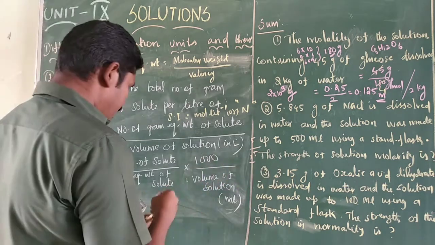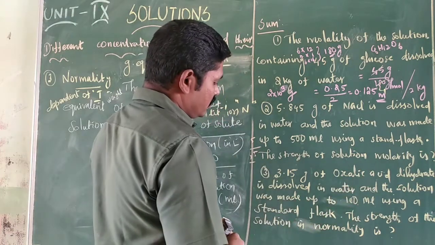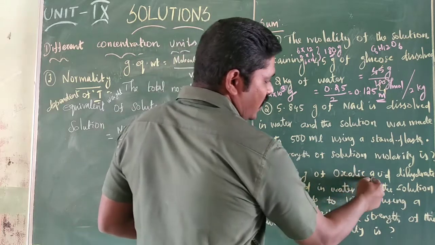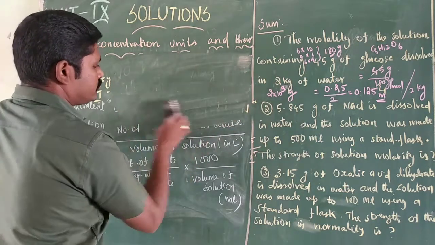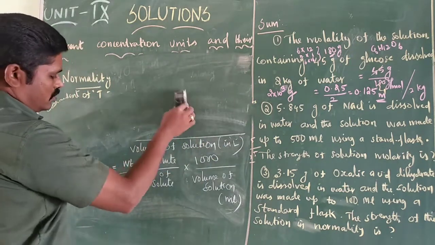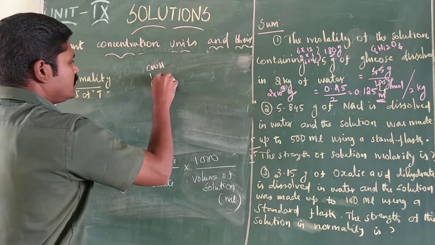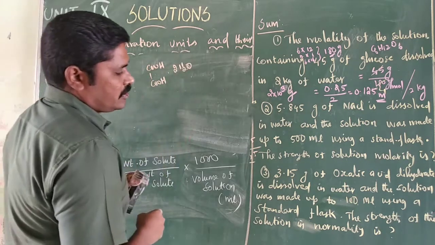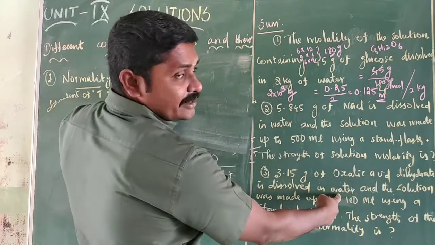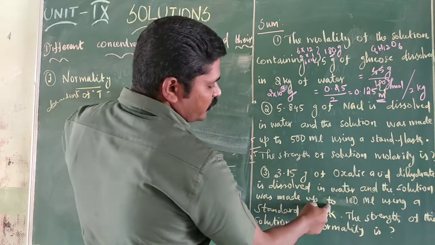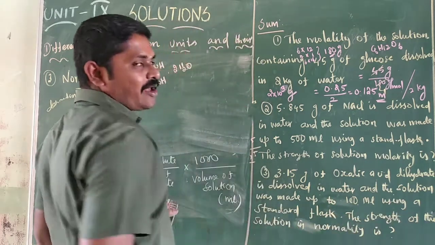So example sum: 3.15 gram of oxalic acid dihydrate, COOH-COOH 2H2O, is dissolved in water and the solution was made up to 200 milliliter using a standard flask. The strength of this solution, normality, is.